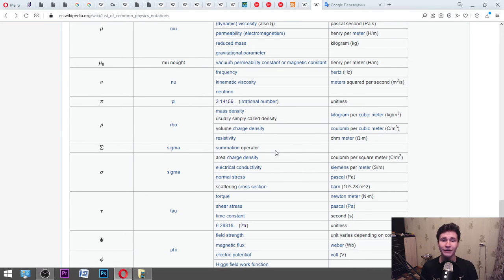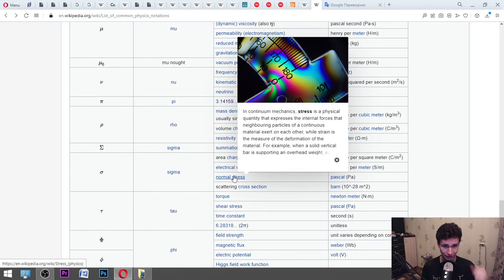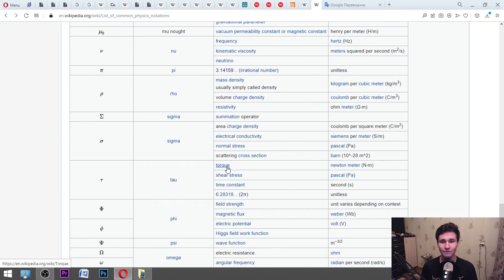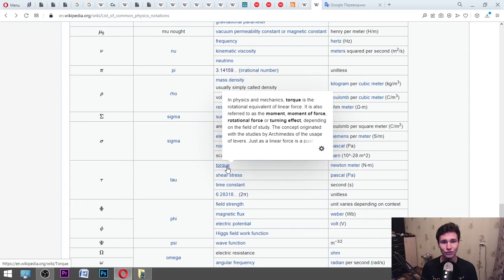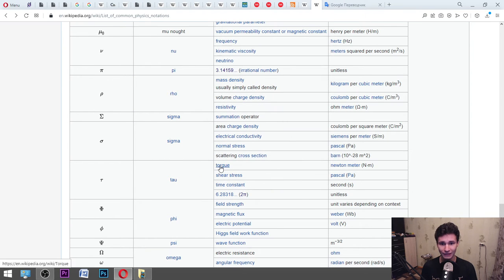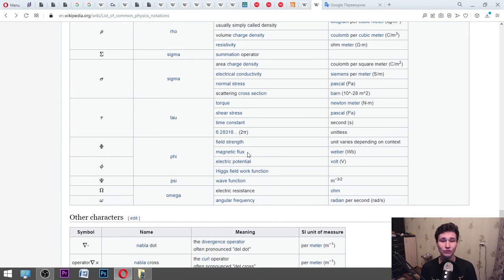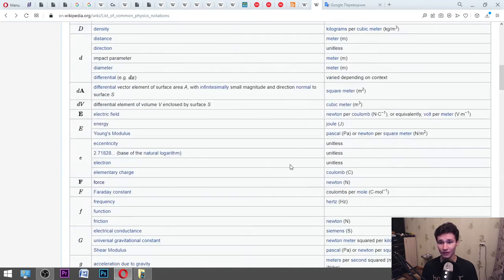summation operator. Okay, area charge density, new word for me, and normal stress, scattering cross section, normal stress, Pascal, and what is it? Okay, it is kind of pressure, and electrical conductivity, torque, it is the rotation equivalent of linear force, shear stress, time constant, field strength, magnetic flux, electric potential, Higgs field, work function, wave function, electric resistance, angular frequency, radian per second, omega. Okay.